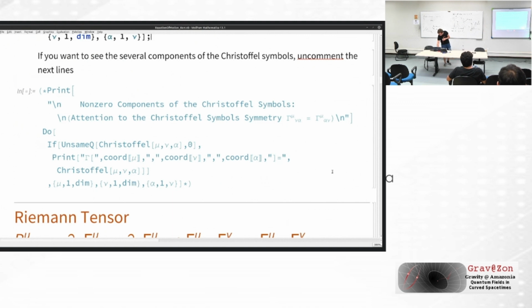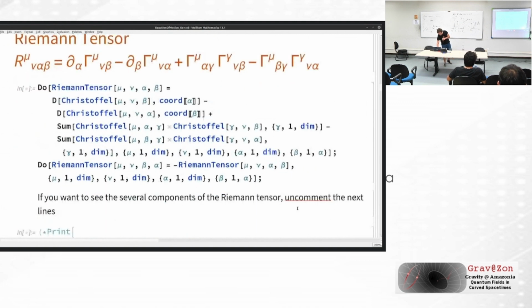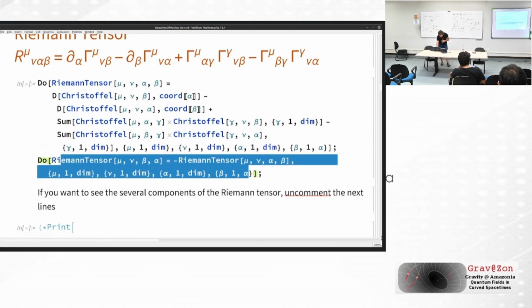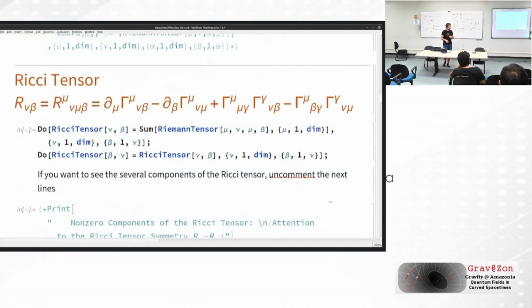You can then go to the Riemann tensor and do everything. This obviously will take a bit more time. There are more computations to do, but you can also use the symmetries of the Riemann tensor and do everything again. Here you don't have to look very carefully at the specific computations I'm doing.